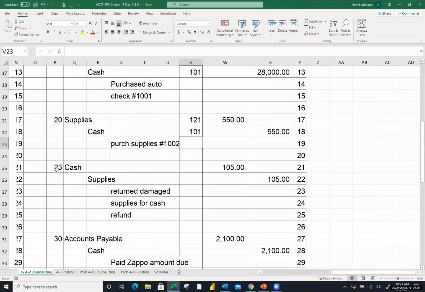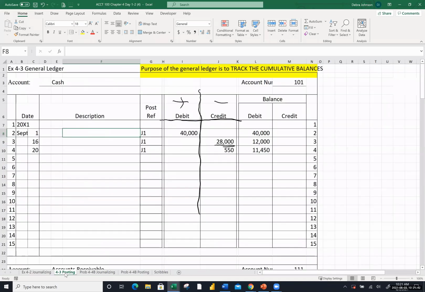All right. The 23rd, we debited cash. That's when we returned those damaged supplies. So I'm going to go to cash. And this time cash is going to be debited. So I'm going back to my cash account. I'm going to drop in my date and cash was debited on this one. We took some supplies back and we got a cash refund. So be careful.